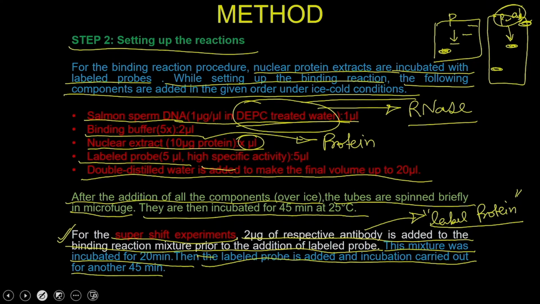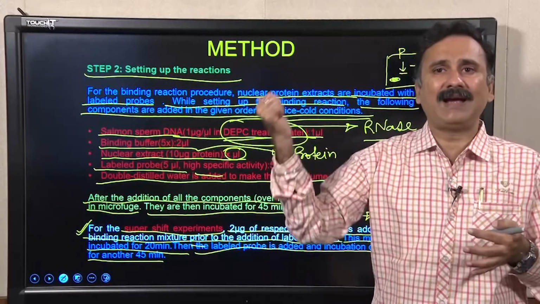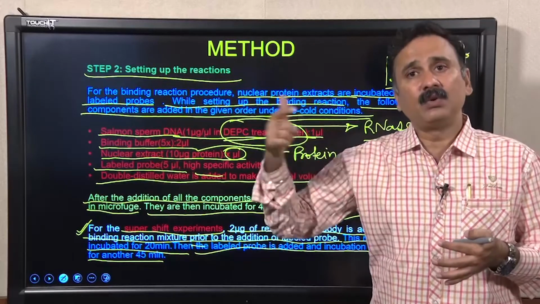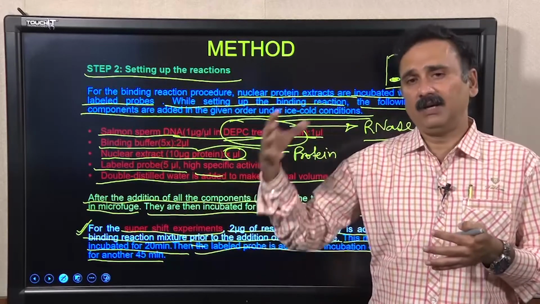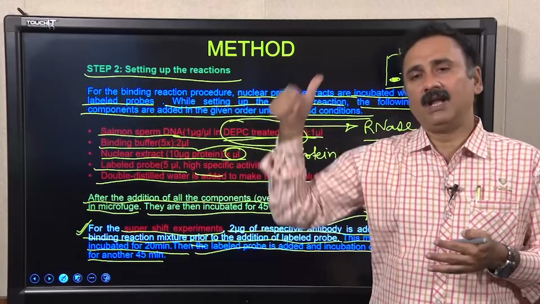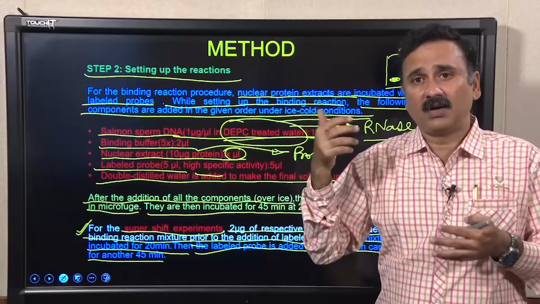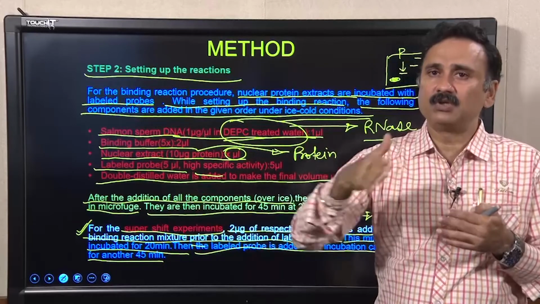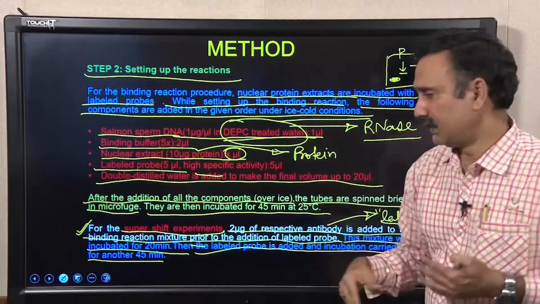So, the only difference between a normal gel shift assay and the supershift assay is that you have to add the antibodies prior to adding the oligonucleotide, so that the antibodies bind to their respective target proteins, and if those proteins go and bind to your DNA, they are going to show you the supershifts.